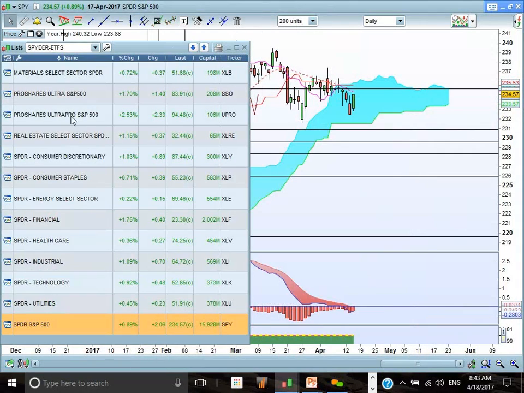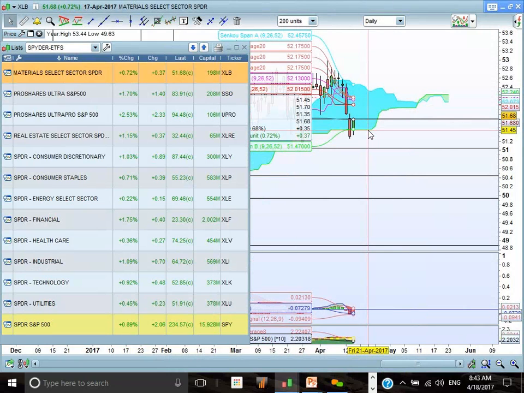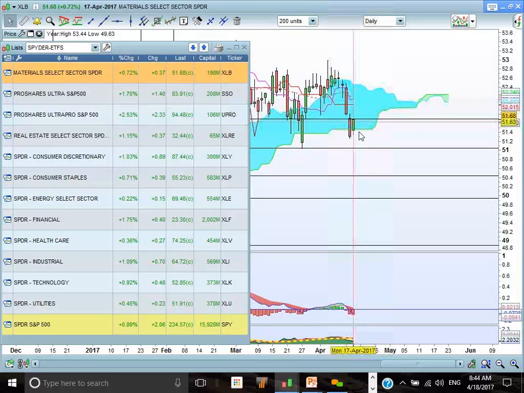So jumping straight into the subsectors, materials, XLB, fighting for support here at the bottom end of the cloud at 51.45. It's a critical support zone. So it looks like we want to rebound from this level. A very encouraging candle there. So the rebound potential is back up to the top end of the cloud here for resistance at 52.46. So there's a good couple of dollars, $3 to $4, in that trade based on this potential rebound.